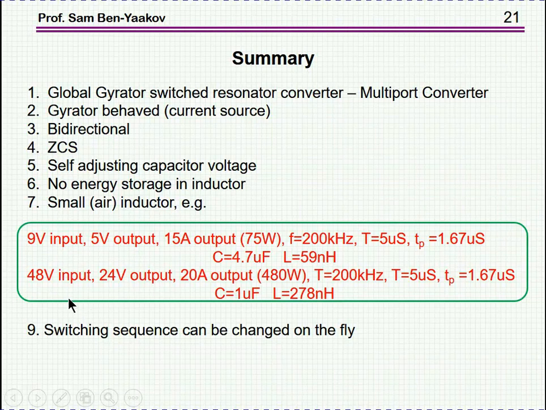And here is another example, for a 48 volt input, 24 volt output, 20 amp output, which would be 480 watts, again assuming a frequency of 200 kilohertz. The duration of the sequence is 5 microseconds, and duration of half of the resonant cycle is 1.6 microseconds. In this case, we need a capacitor of 1 microfarad and an inductor of 278 nanohenry. So we are talking about a capacitor that could be a ceramic capacitor and very small value inductors.